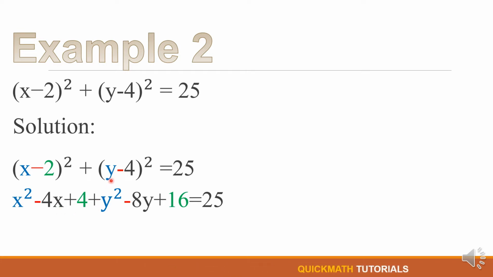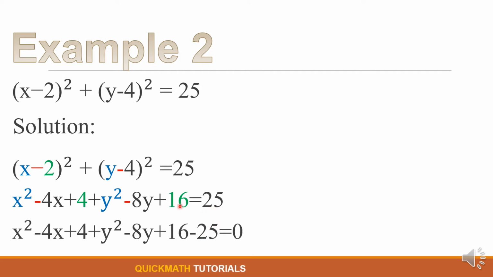Plus, the square of y, we have y squared. The square of 4, we have 16. Copy the sign negative, and 4 multiplied by 2, we have 8. Then copy the variable y equals 25. So again, we will equate this equation to 0. And since we have 25 here, we will add both sides by negative 25. So here, 25 minus 25, we have 0.